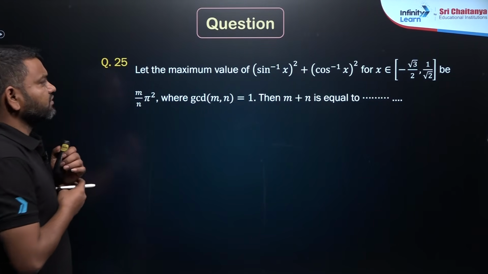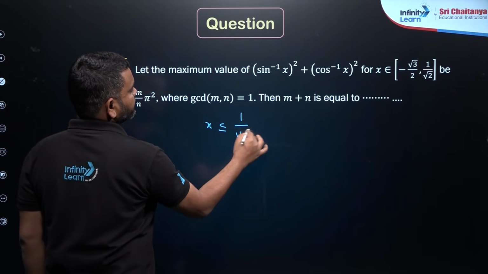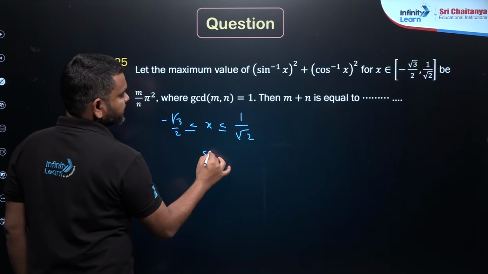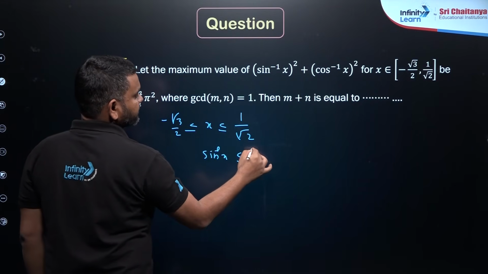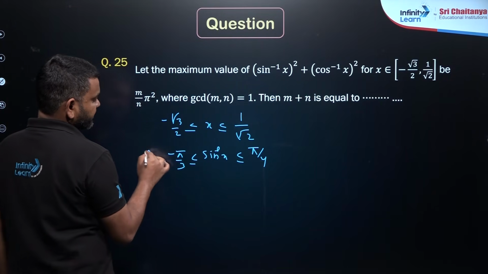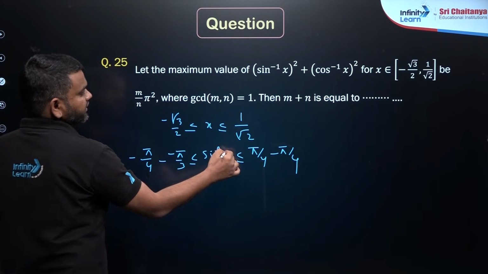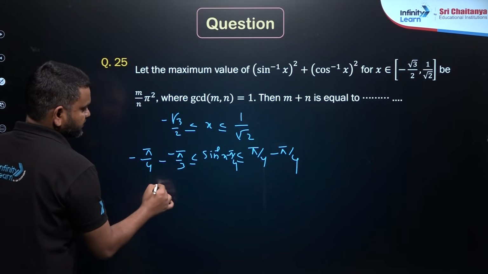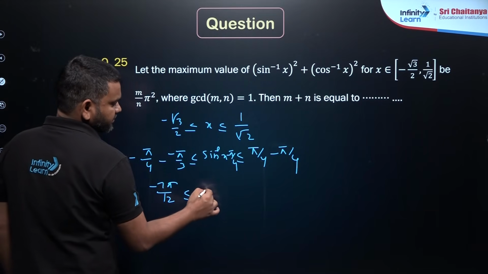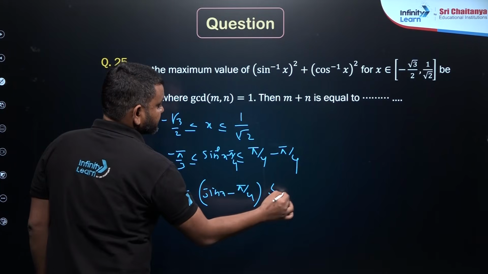Then you have the maximum value of this one. So x is less than or equal to 1 by root 2 and greater than or equal to minus root 3 by 2. So if I am writing sine inverse x of this one, this is going to be pi by 4, and this is going to be minus pi by 3. Now if I am subtracting pi by 4 on both sides, here I am going to get, here also I am subtracting pi by 4. So this is going to be minus 3 and 4, so minus 7 pi by 12 is less than or equal to sine inverse x minus pi by 4 is less than or equal to 0.